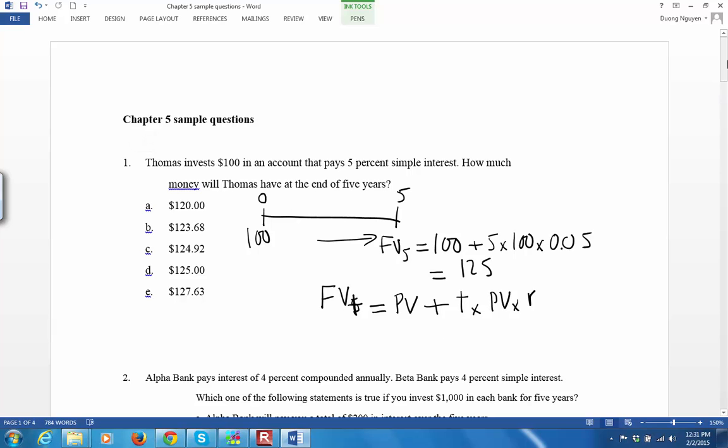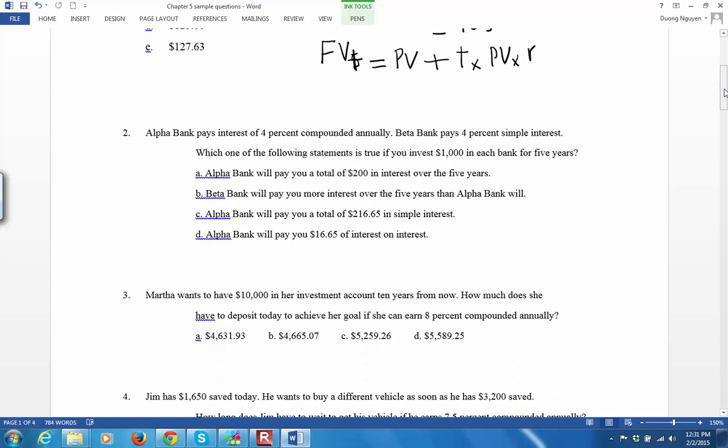Alright, let's go to the second question. Alpha Bank will pay 4% interest compounded annually, and Beta Bank will pay 4% simple interest. Which one of the following is true if you invest $1,000 in each bank for 5 years? Alright, so let's take a look.